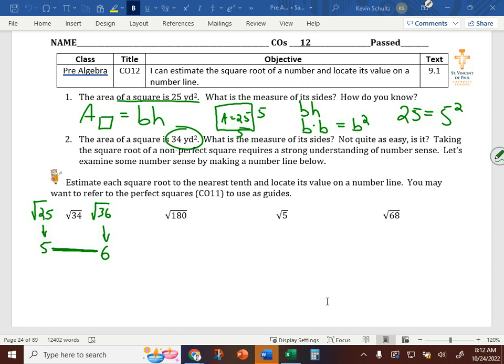So now we look at, okay, is root 34 closer to root 25, meaning it'd be closer to 5? Or is it closer to root 36, meaning it's closer to 6? What is 34 closer to? It's closer to 6, right? Because 34 is only 2 away from 36, whereas it's 9 away from 25. So because it's closer to the root of 36, that means it's going to be closer to 6 than it is to 5. So give me a decimal value that would be a good approximation for the root of 34.